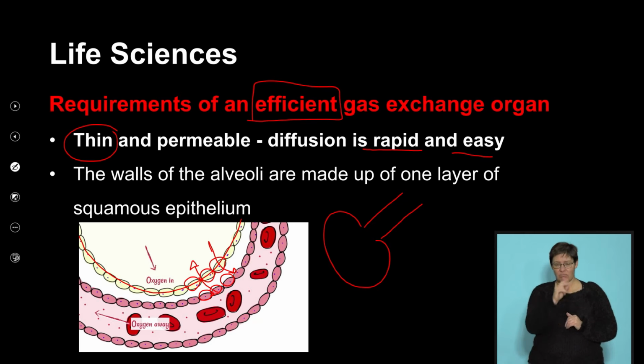So when we look at this single layer, permeable means that things can go through it easily. If I made the tissue really thick, oxygen might still be able to move through it, but it would take a really long time, and I need oxygen. If I can't get oxygen, what's going to happen? Let's go back to cellular respiration. What happens if we didn't have oxygen?